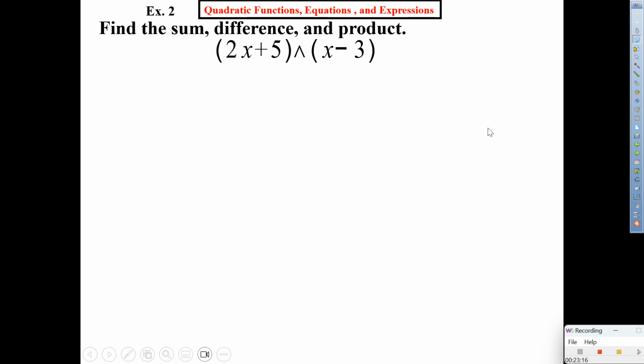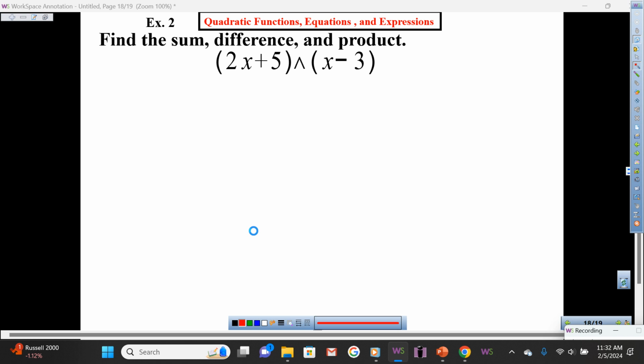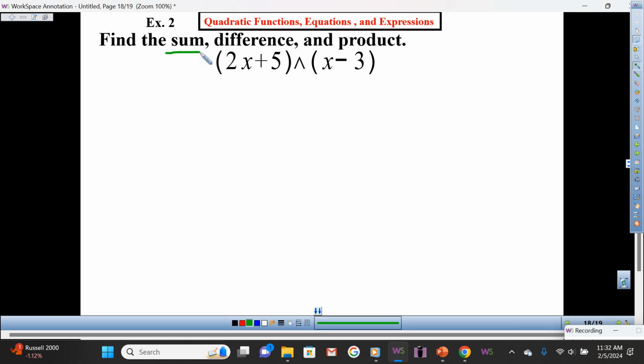Copy this one. Example number 2. 2x plus 5 and x minus 3. They want us to find the sum, difference, and product. By now, you should know how to do that because I gave you almost 2 weeks of practice, yes? All right, so do that, please. I'm going to give you a head start. Sum in green, difference in red, product in blue.